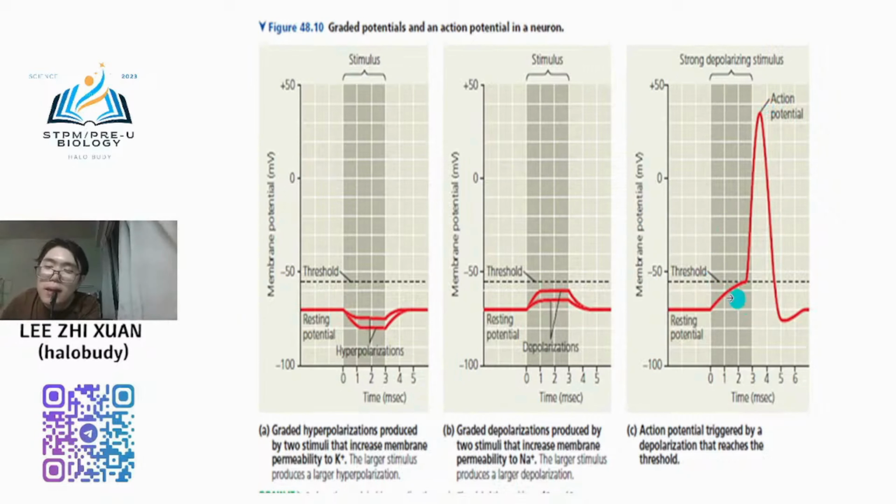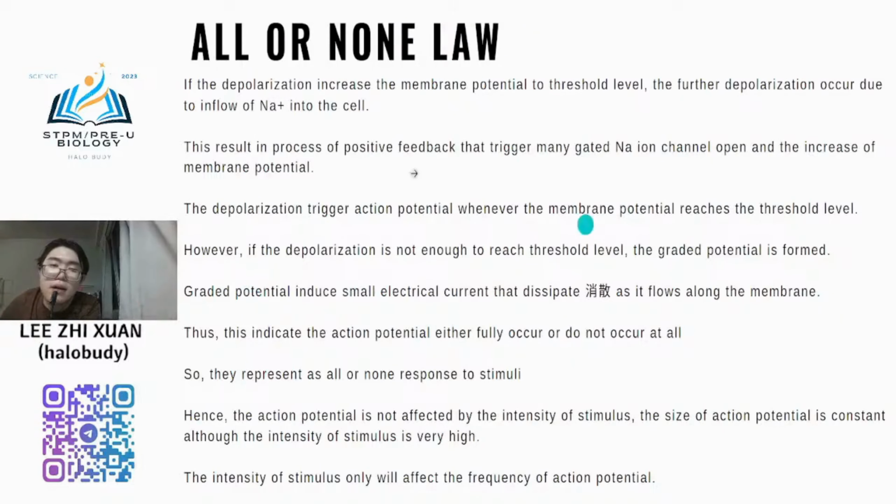If your stimulus is very weak and does not reach the threshold level, then there is no further depolarization or repolarization process. It will go directly back to the resting state, so no action potential will occur. So this is the all-or-none law. You can read the explanation yourself.